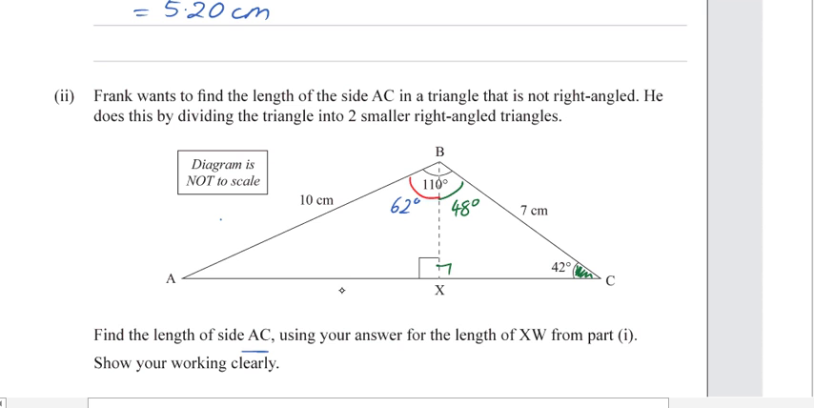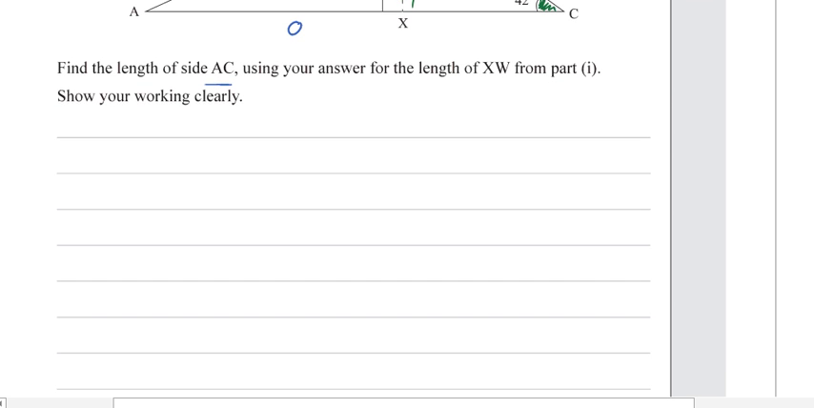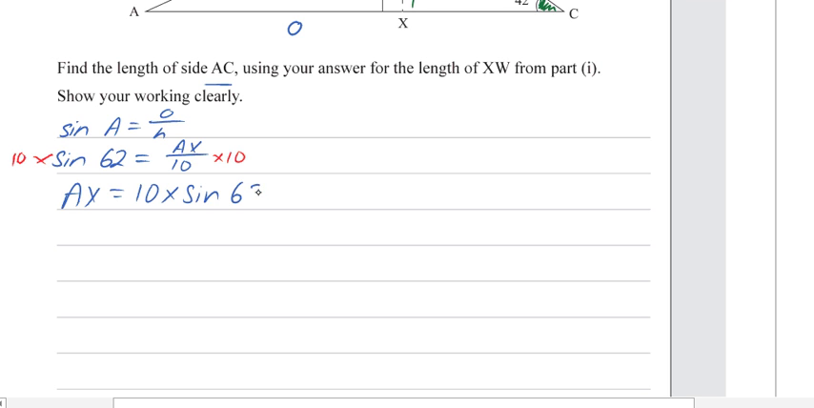Now in relation to that angle, this side is going to be opposite and this side is hypotenuse, so we can use sine. So I'm going to write that out. Sine angle equals opposite over hypotenuse, so sine 62 equals AX divided by 10, and then we can times both sides by 10, and that gives us AX being equal to 10 times sine 62. Put that into our calculator, and that gives us 8.83 centimetres.